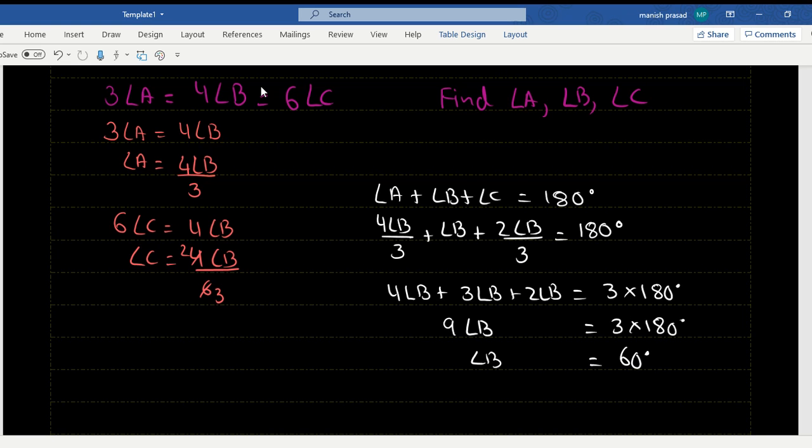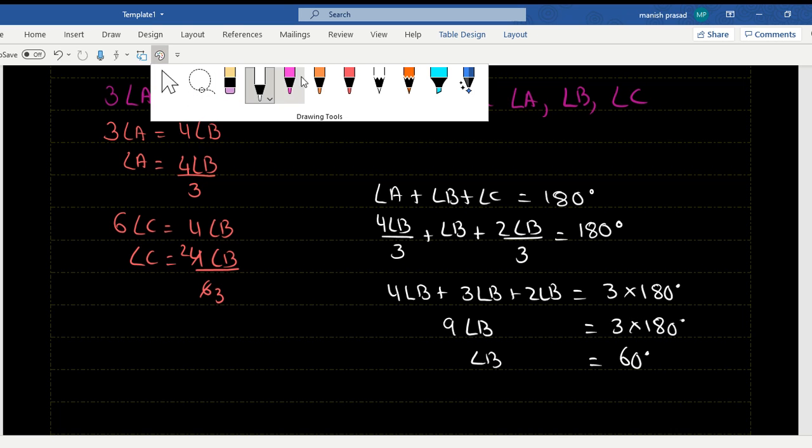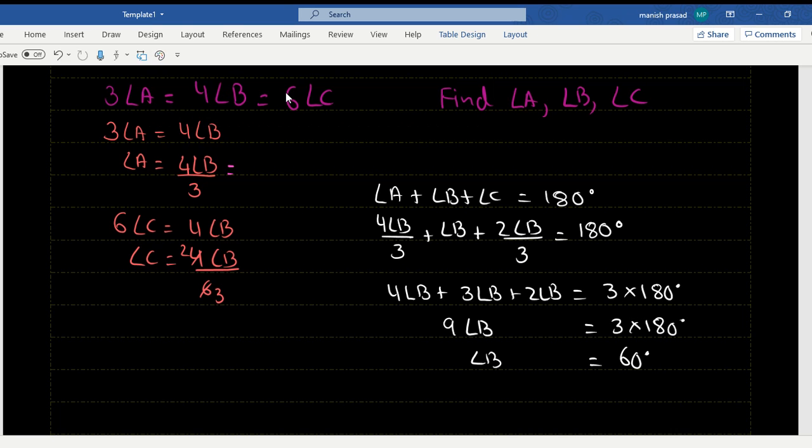If angle B is 60 degrees, A would be 4 times 60 upon 3, 3 20s are 60, so 80. Angle A is 80 degrees. C would be 2 times 60 upon 3, 3 20s, so 40 degrees. Theek hai?